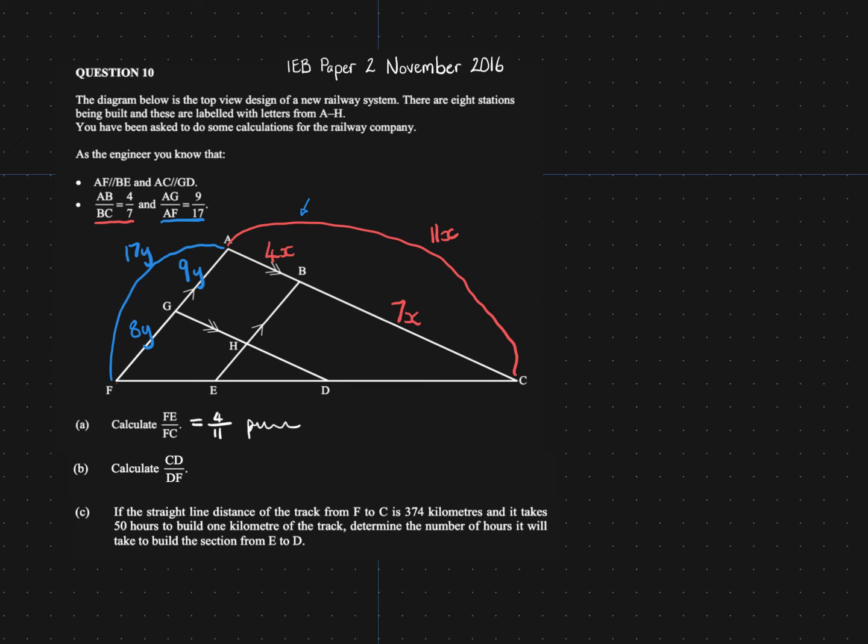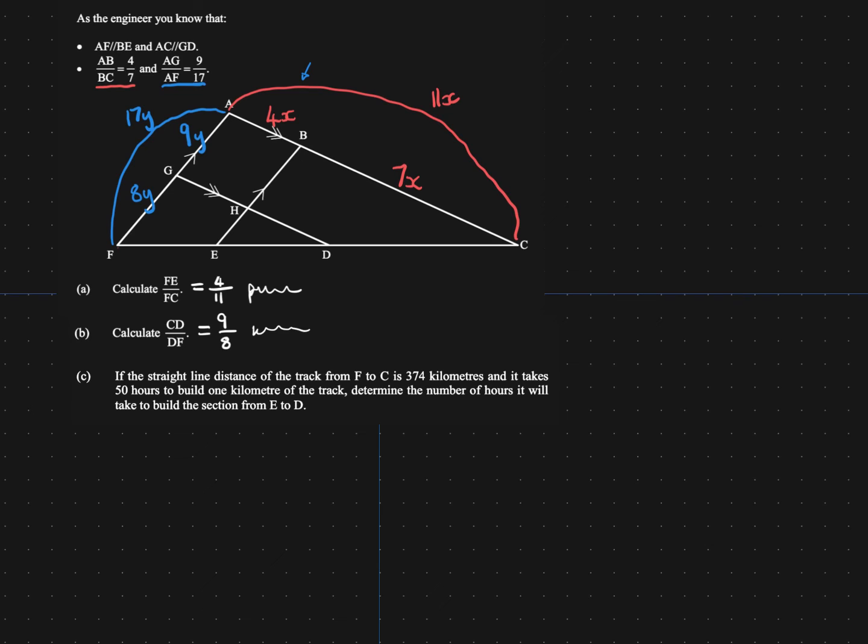The next one says calculate CD over DF. So let's take a look. We've got CD, and that's in relation to AG, and DF is in relation to GF, so I'm going to just say that it's 9 over 8. Once again, why is it? It's the proportionality theorem. Now here's where the question becomes more exciting.